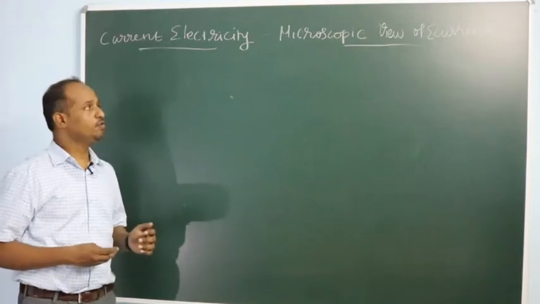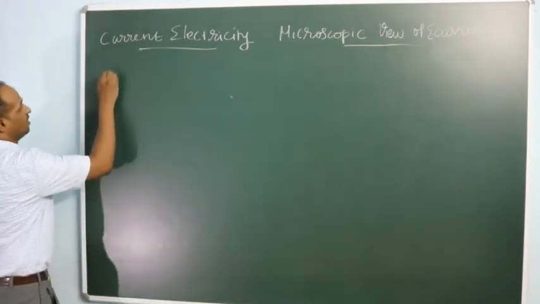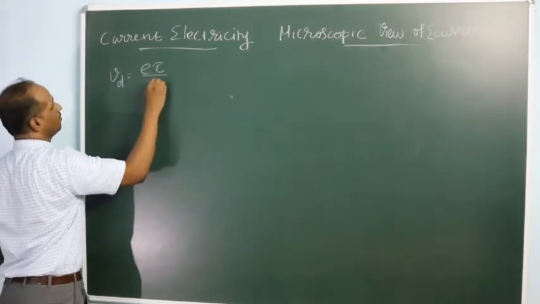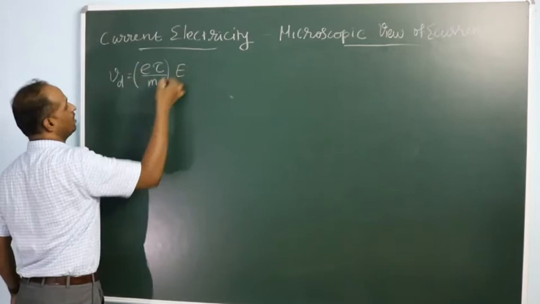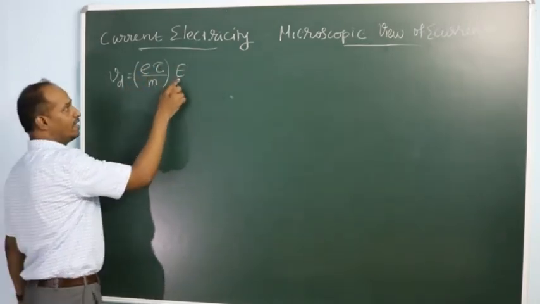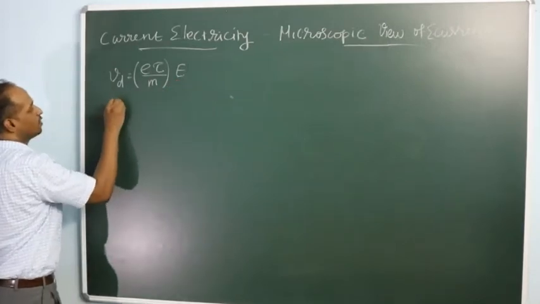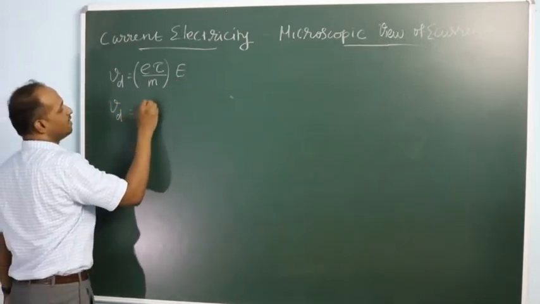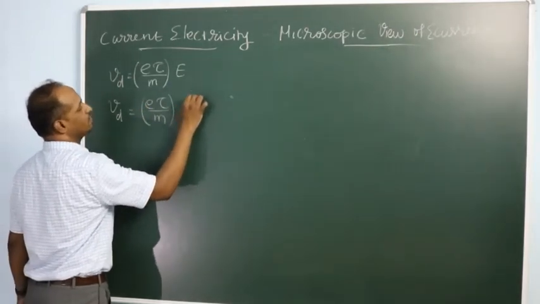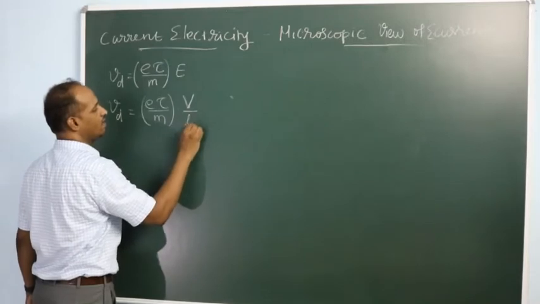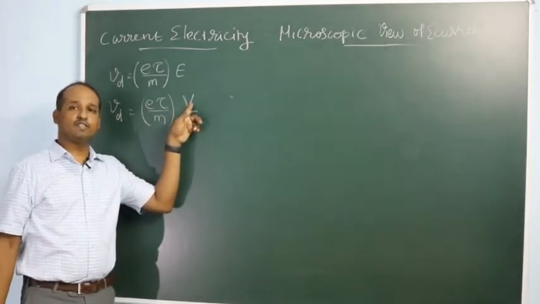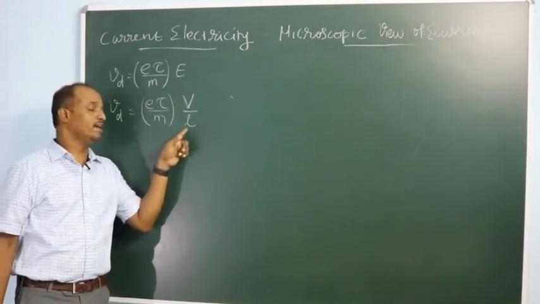In the previous two videos, we have established that drift velocity is equal to eτ/m times the electric field, and eτ/m is called mobility, and the electric field is V by L. So drift velocity can be written as eτ/m into the electric field, which is the potential difference applied across the conductor divided by the length of the conductor.